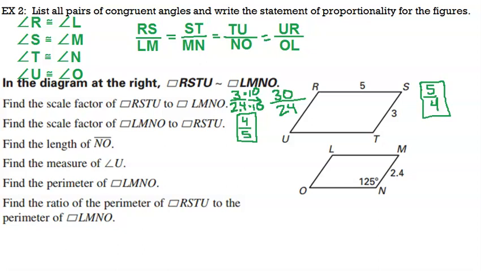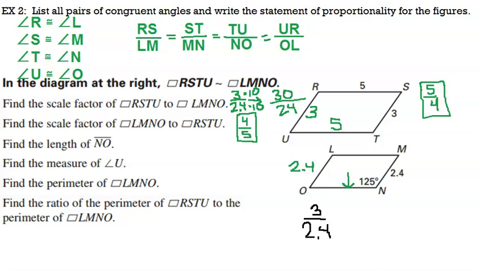All right, next, find the length of NO. Now it is a parallelogram, which means whatever we have on one side, the opposite side should also match. So I could actually fill in right here and right here. And on the bottom figure, I could fill in 2.4. But that doesn't help me because I need the length of NO. So we're going to take one of the proportions that we do know, which in this case was the 3 and the 2.4.